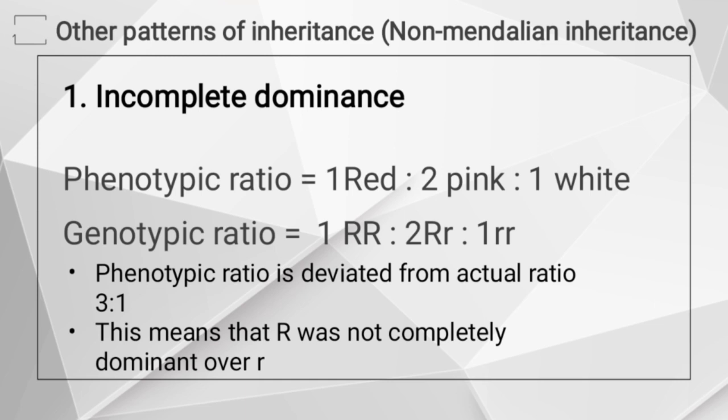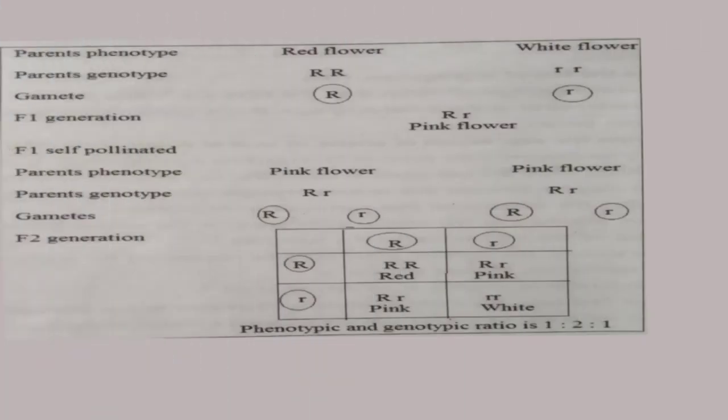The phenotypic ratio deviates from the actual ratio of 3:1. This means that capital R was not completely dominant over small r. In this flow diagram, you can observe the red flower plant, capital R, and the white flower plant, small r, crossed. In the F1 generation, pink flowers are obtained. That means the heterozygous offspring shows a character intermediate between the two parental characteristics. Therefore, it is incomplete dominance.